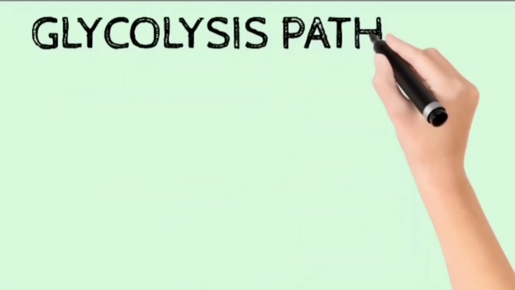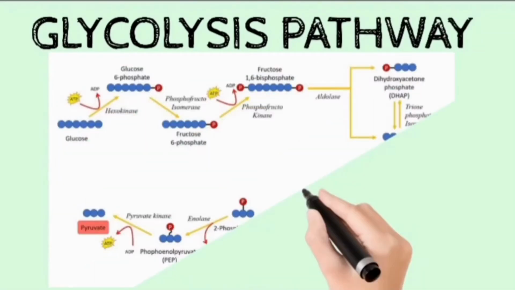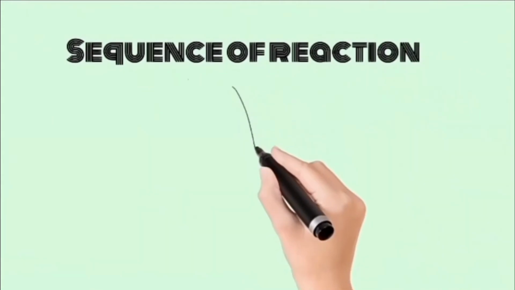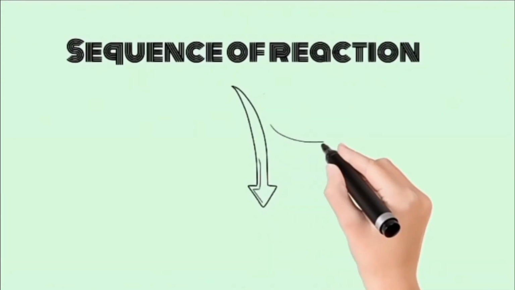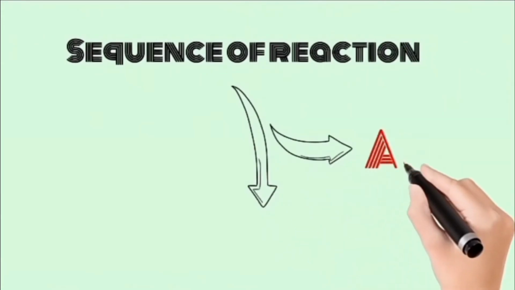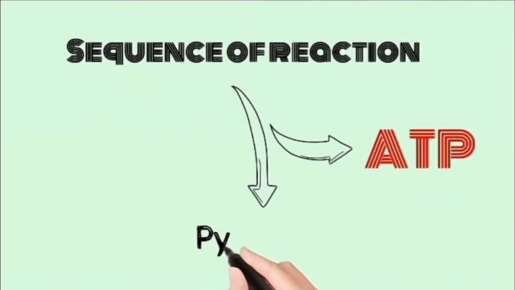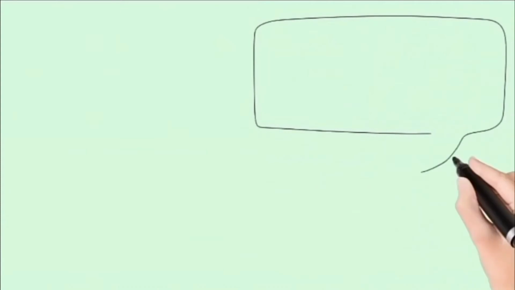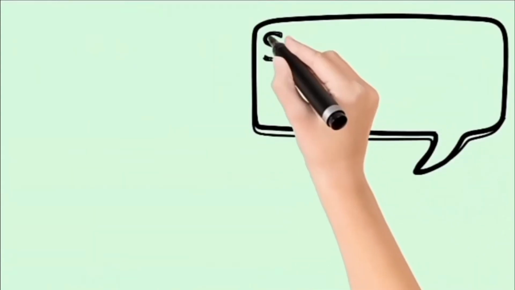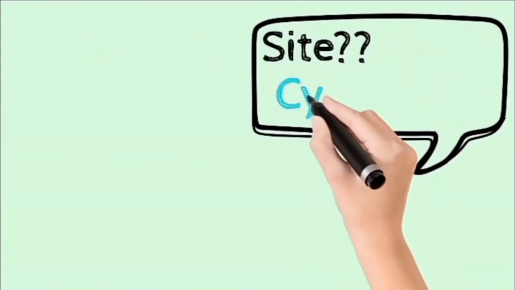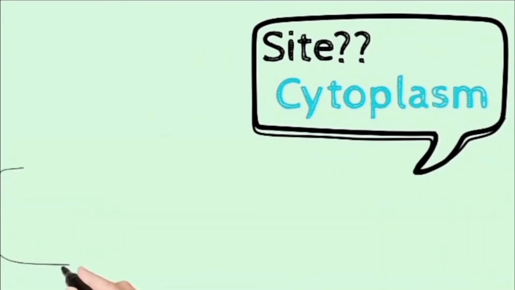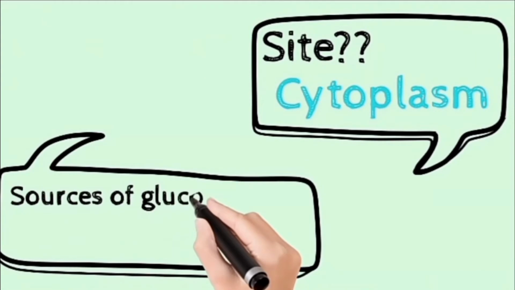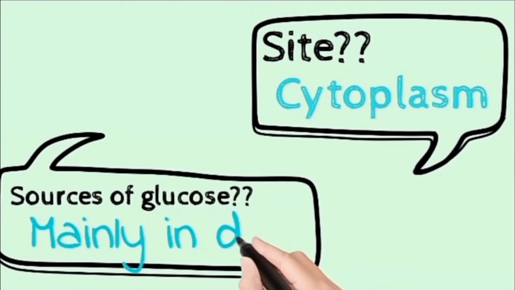Hi everyone, in this video we're going to learn about the glycolysis pathway. So what is glycolysis? Glycolysis means the splitting of sugar. Basically, it is the metabolic pathway that converts glucose into pyruvate or pyruvic acid and produces energy in the form of ATP. So where does glycolysis occur? It occurs in the cytoplasm, and the source of glucose for glycolysis is mainly obtained from food in our diet.